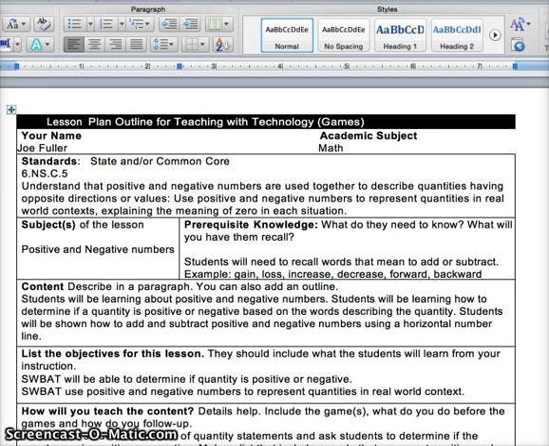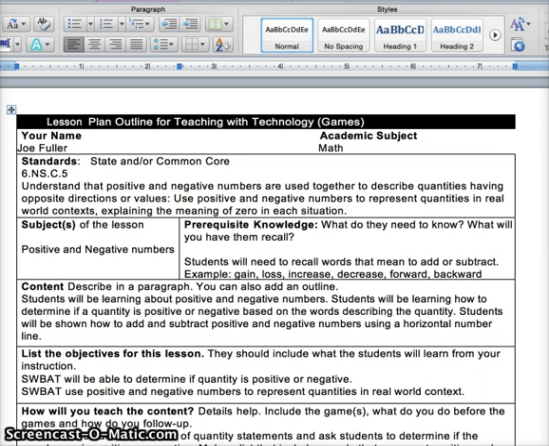What the students need to know before this lesson is they need to recall words that mean to add or subtract. So positive meaning adding numbers and negative meaning taking it away. Some of the examples are gain, loss, increase, decrease, forwards, and backwards. And these will all come in handy when they do the assignment.